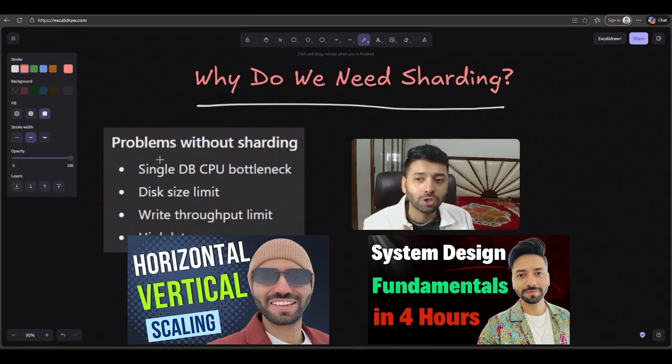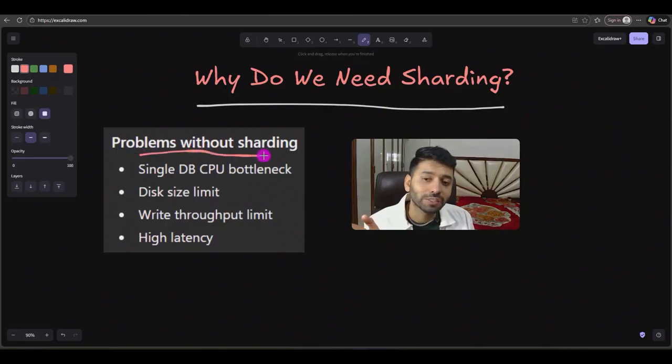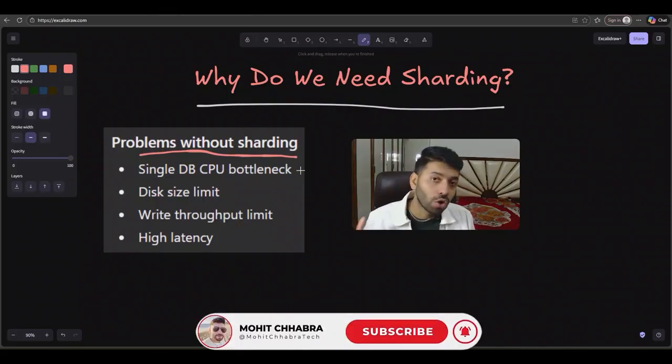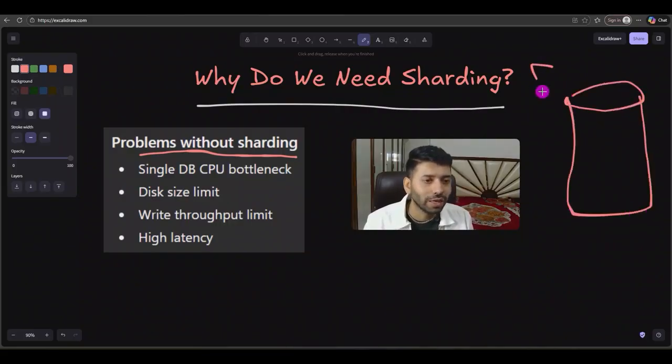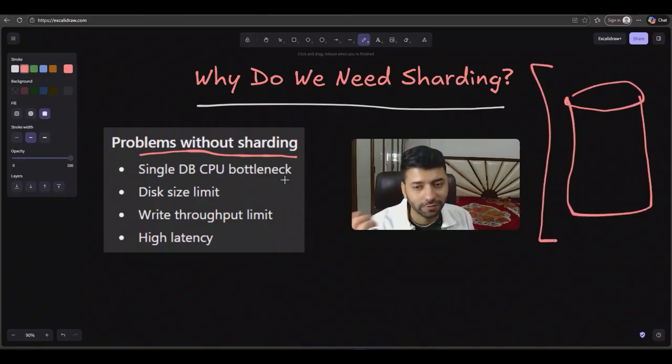But okay, coming back to the topic, what are the problems that we face without sharding? There is only a single database which contains all the data, so all the load goes into it and it acts as a single point of failure. So for example, you have only one huge DB, so it can act as a single point of failure as well. But at the same time, like we discussed, we want to do vertical scaling, but then on vertical scaling you have a hardware limit.